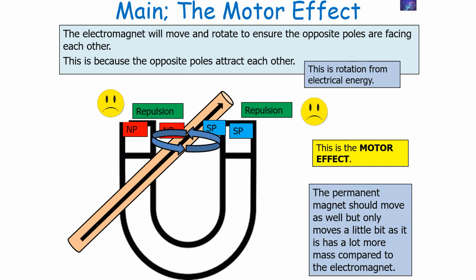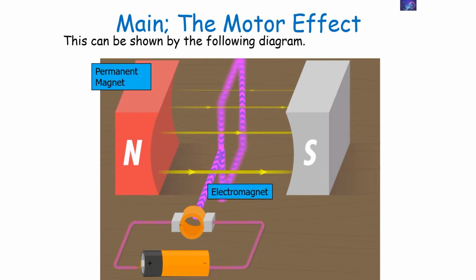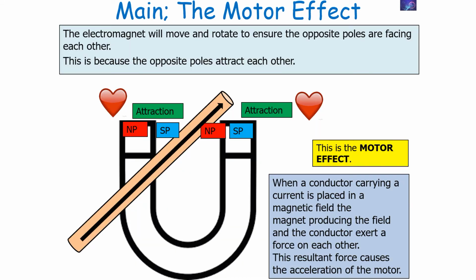Now you might think, well, why is it that it's the electromagnet that's moving? Well, the permanent magnet should also experience that same force and should also move as well, but it'll only move a little bit as it has a lot more mass compared to the electromagnet. Now eventually this will cause the opposite poles of the electromagnet and the permanent magnet to line up with each other. Now when this takes place, when the conductor carrying a current is placed into that magnetic field, the conductor will exert a force on the permanent magnet, and the permanent magnet will exert a force on the conductor. This resultant force will cause the acceleration of your motor.